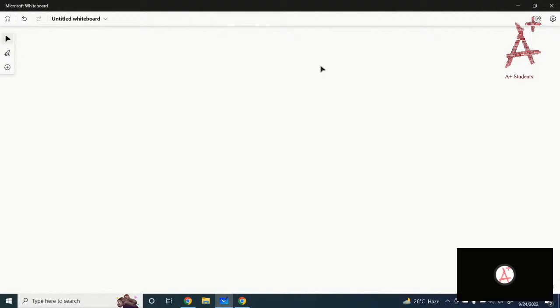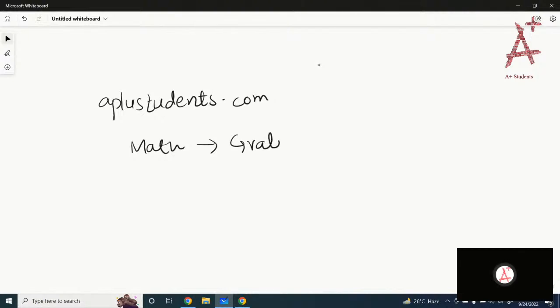So we're going to start with grade 10 maths. You can find the lessons on aplusstudents.com. You have to log in using your email address and password provided by the administrator. Then you have to select math from the subject. Go to grade 10. Then click on view all lessons.